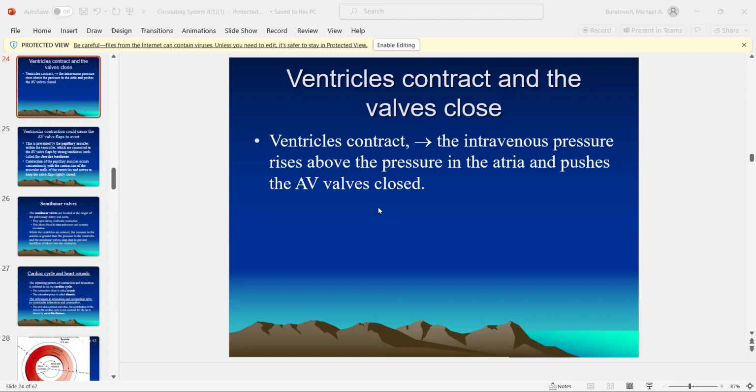Athletes typically, because of left ventricular hypertrophy, will tend to have a lower EDV. They'll tend to fill less because there's just less space in the ventricle. And you'll have a more forceful contraction, so you'll have a higher ejection fraction.